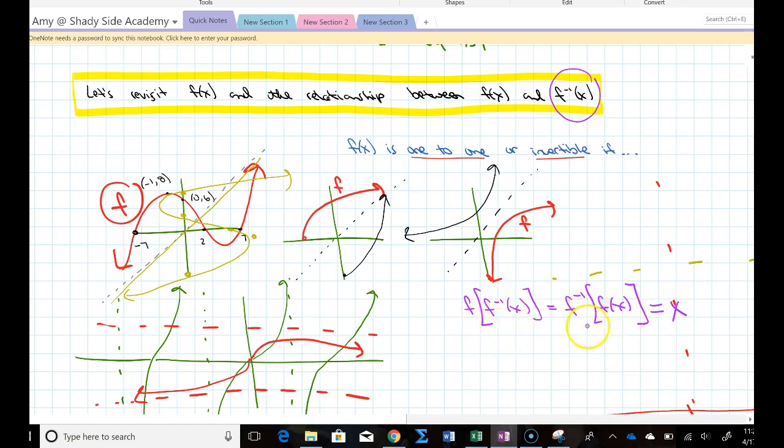This property does not hold if you have two functions that are not inverses of one another. Do you understand? Okay, but if you have two functions that are inverses of one another, each composition equals x. Okay? All right, that was just some kind of background. Let's talk about the calculus then of functions and their inverse.